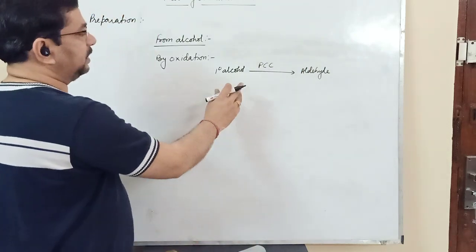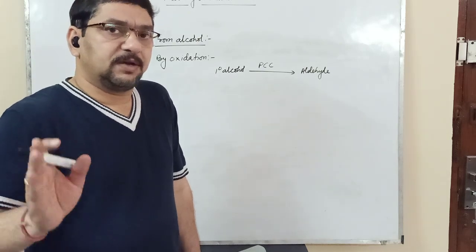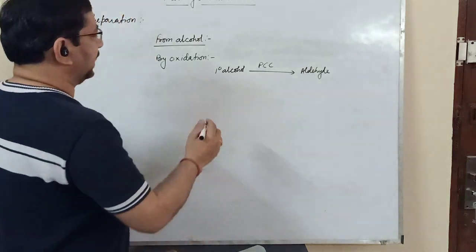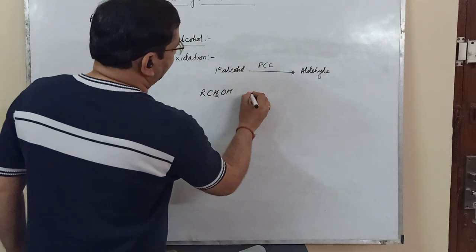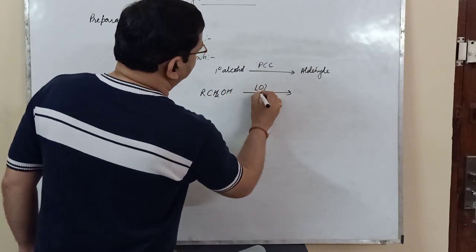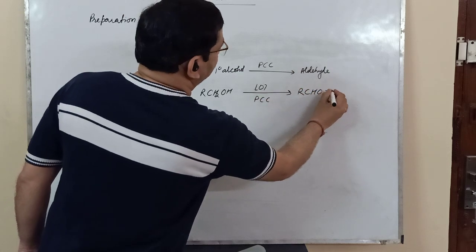So we use only PCC whenever we have to convert primary alcohol into aldehyde. RCH2OH on oxidation with PCC gives RCHO plus H2.